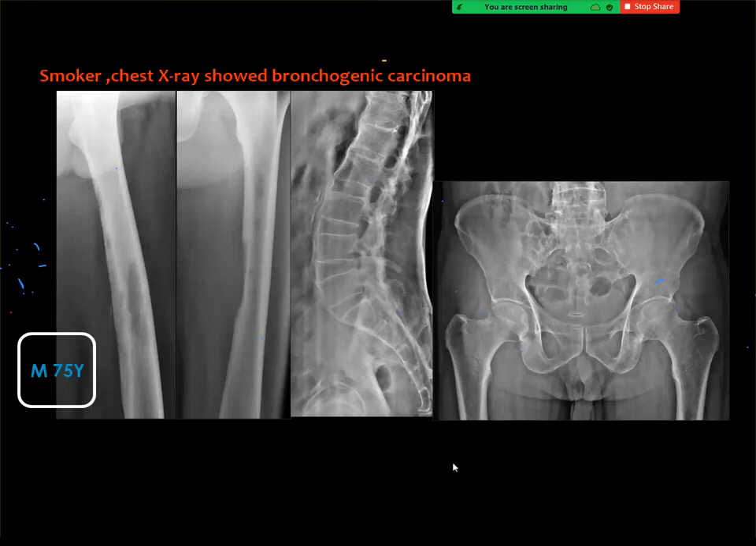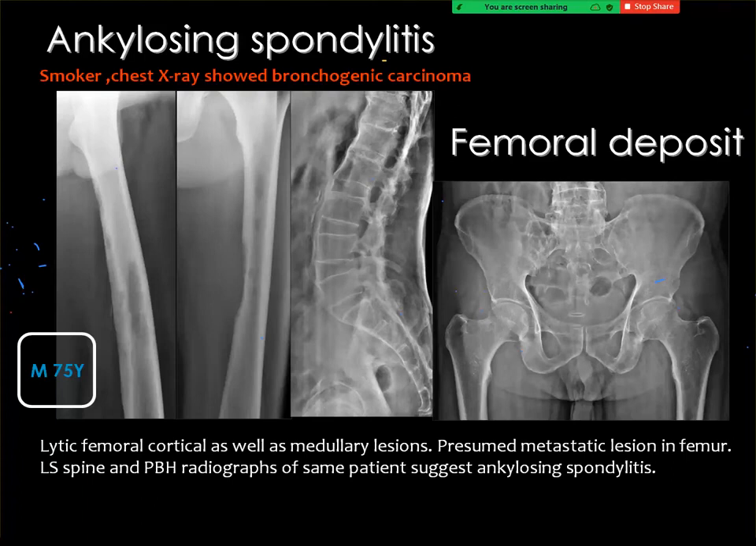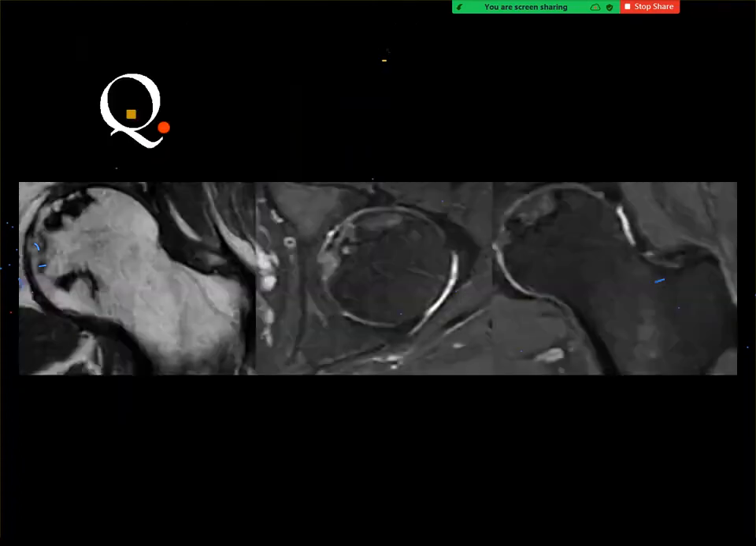So many times when they provide you the history easily in the exam, this is misleading. Though bronchogenic carcinoma is associated with metastatic deposit in the shaft of the femur, the patient had another problem which is unrelated to the bronchogenic carcinoma, which is ankylosing spondylitis. Then this is MRI, coronal T1, axial STIR, coronal STIR.